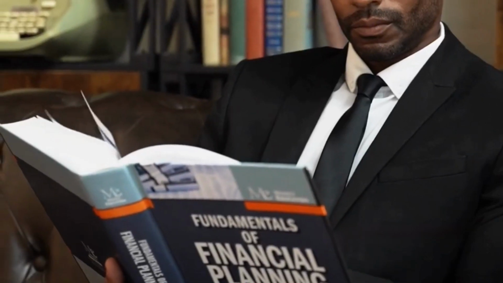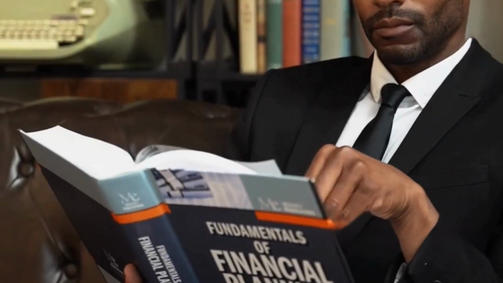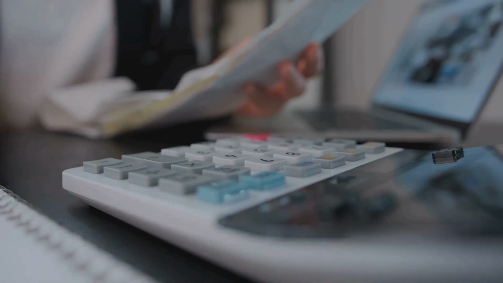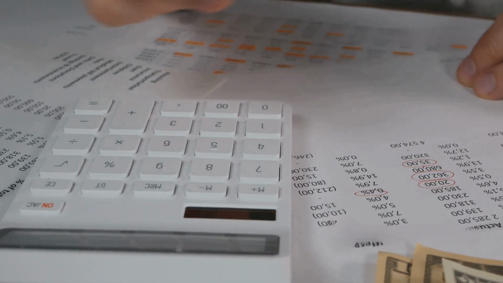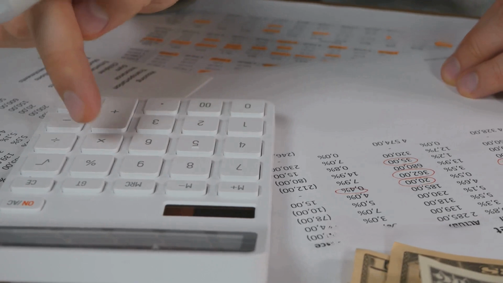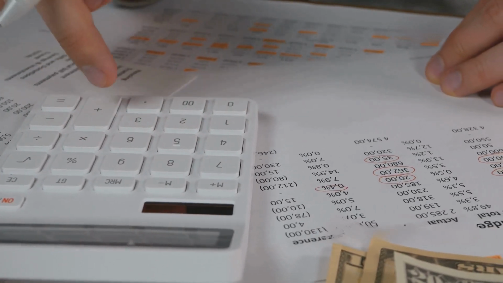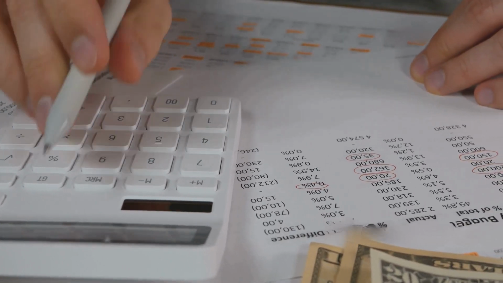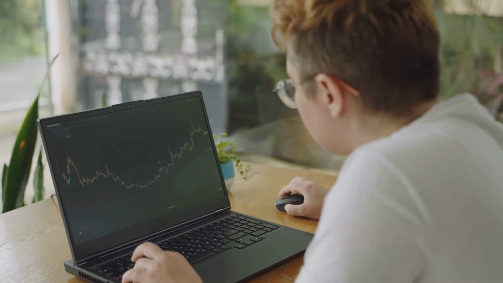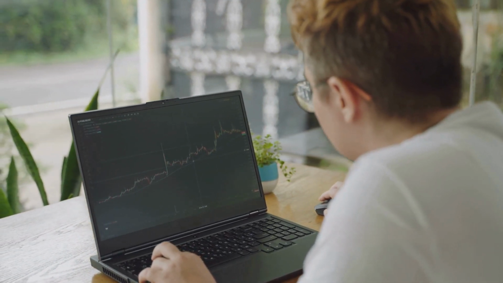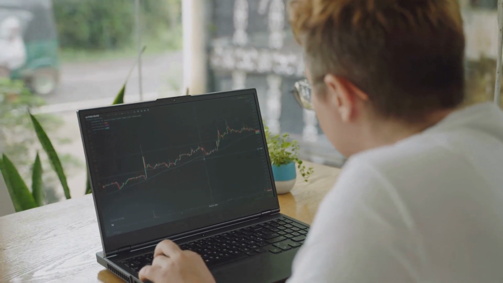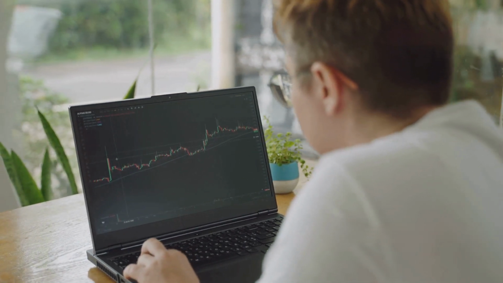Now, you might be wondering how compound interest differs from simple interest. Simple interest is calculated only on the original principal amount. For example, if you have $1,000 invested at a 5% interest rate for 5 years, with simple interest, you'd earn $50 each year. At the end of 5 years, you'd have $1,250. Your original $1,000 plus $250 in interest.